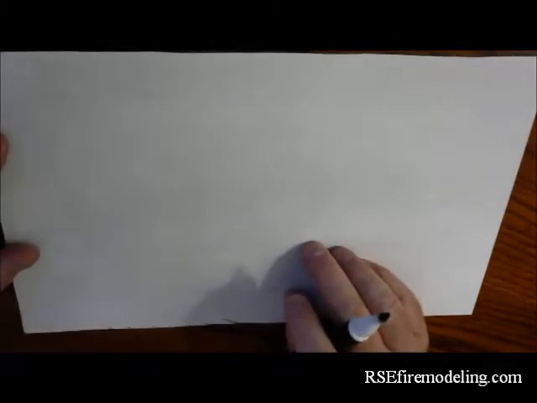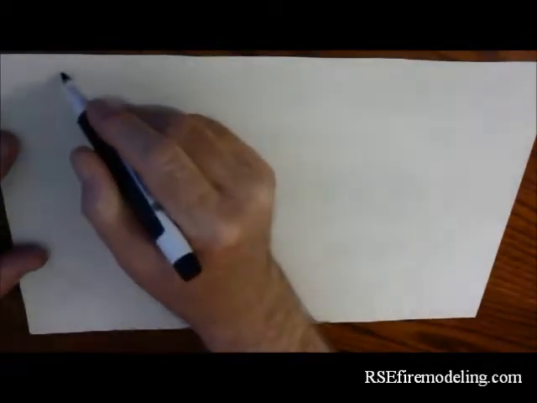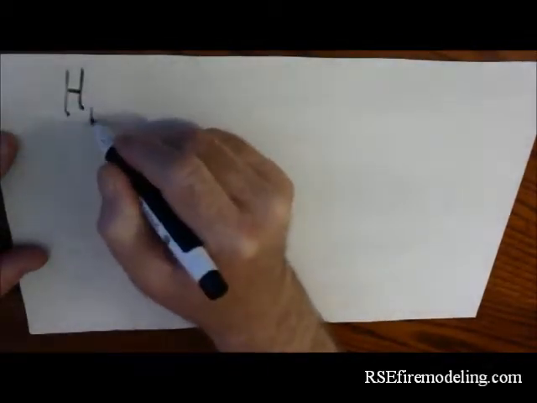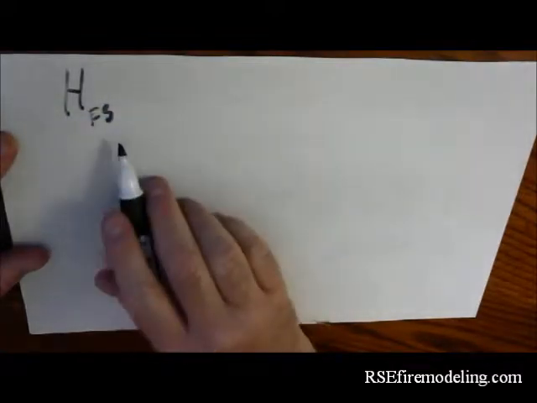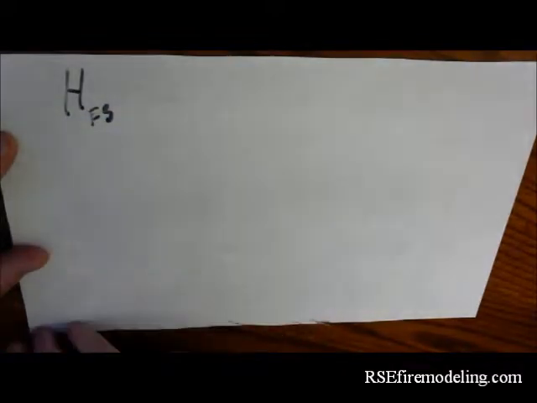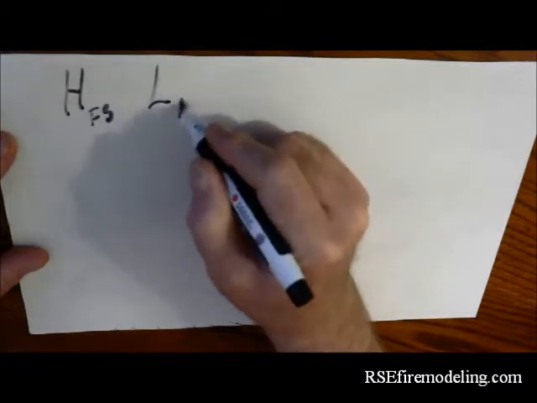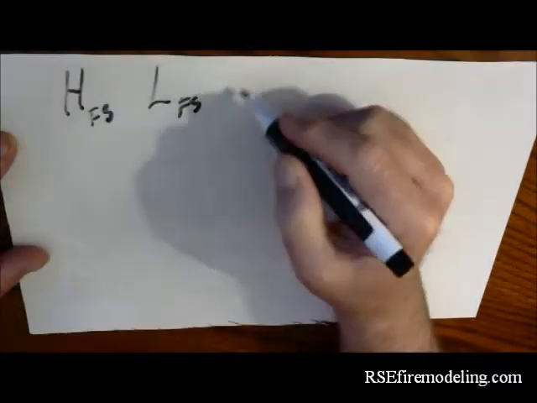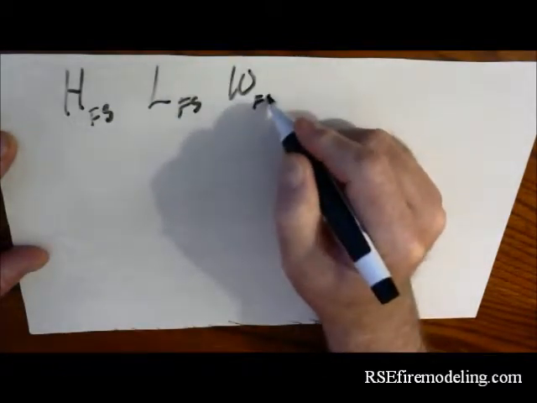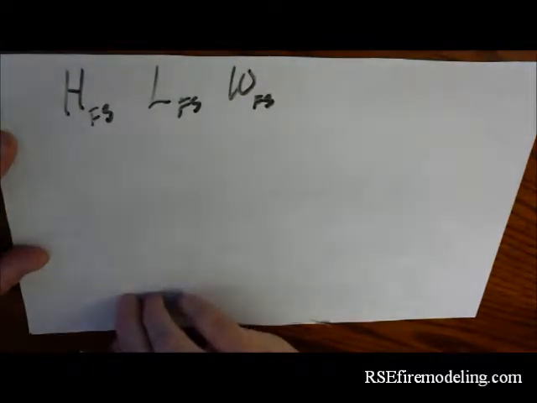In today's video, we're going to talk about calculating the dimensions for our reduced scale enclosure. This is typically referred to as geometric scaling. To get started, we need to know the dimensions of our full scale enclosure. So we want to know what is the height of the full scale enclosure, and that's typically the ceiling height, the length of the full scale enclosure, and the width of the full scale enclosure.